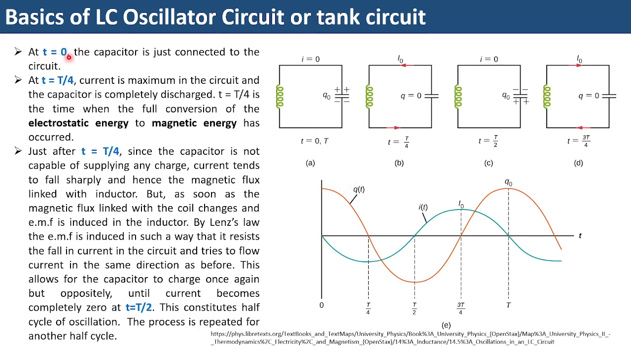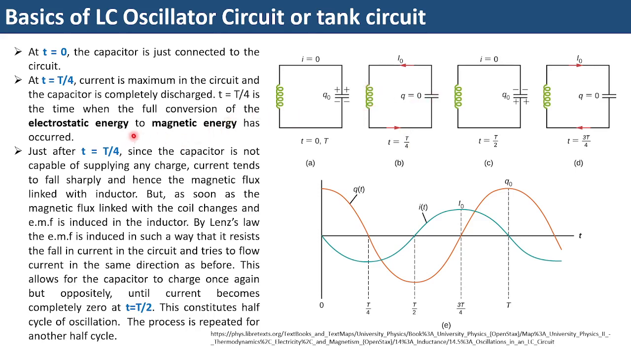So when time t is equal to 0, the capacitor is just connected to the circuit and the capacitor was fully charged as shown in this figure. The capacitor is completely charged and just connected to the circuit across the inductor. At time t equal to T by 4, the current is maximum in the circuit and the capacitor is completely discharged. So at time t equal to T by 4, meaning 1/4 of the total time period, the capacitor is completely discharged. Alright, all the charges on the capacitor are drained through the inductor.